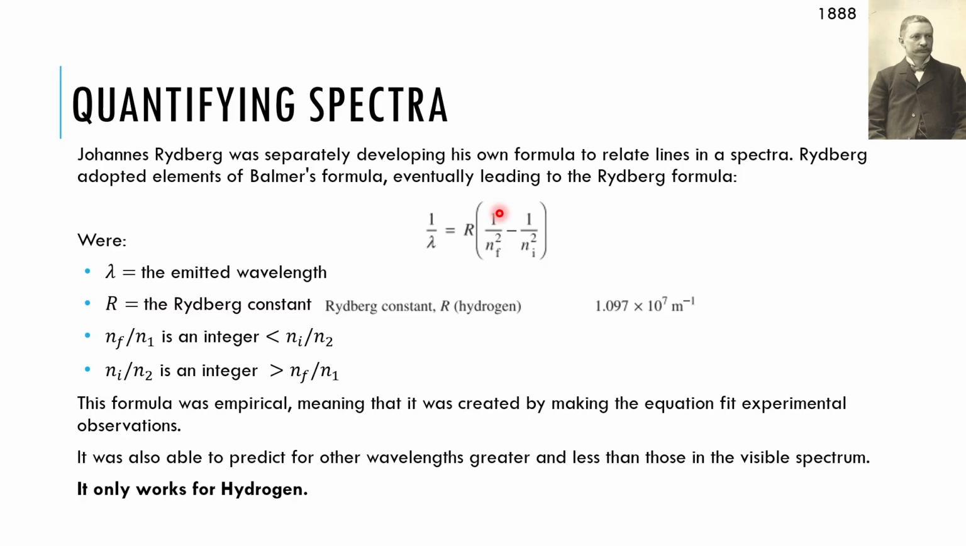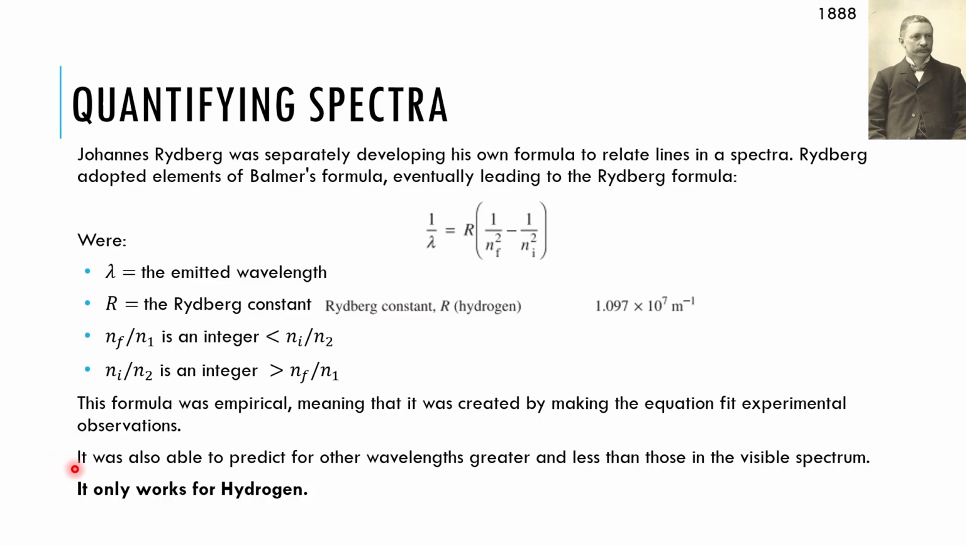Functionally, what this means is that the denominator of the first fraction will always have a lower value than the denominator of the second fraction, meaning that when you subtract the two fractions from each other, you always end up with a positive number. Again, this formula was empirical, meaning that it was created by making the equation fit the already observed and measured wavelengths of the spectral lines of the hydrogen spectra.